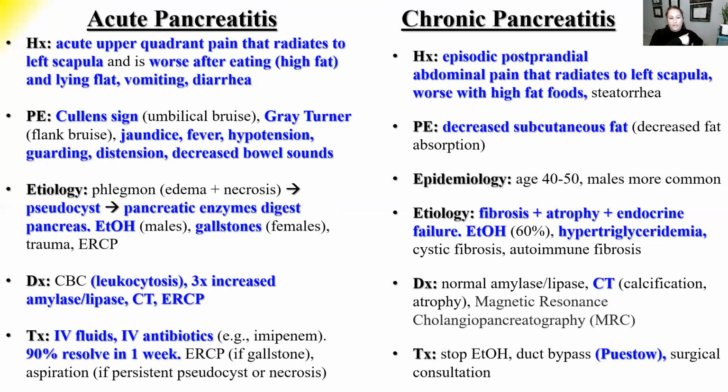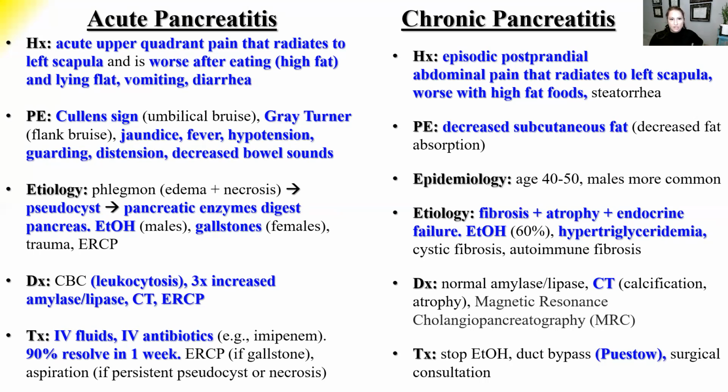So acute pancreatitis, let's review those points. Left upper quadrant pain, worse after fatty meals. Cullen sign, Grey Turner sign, fever, jaundice. The pancreas is digesting itself, most commonly alcohol in males, most commonly gallstone in females. You'll see a leukocytosis, amylase and lipase increase, fluids, and IV antibiotics.